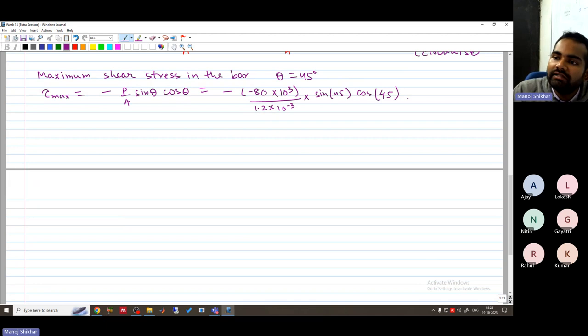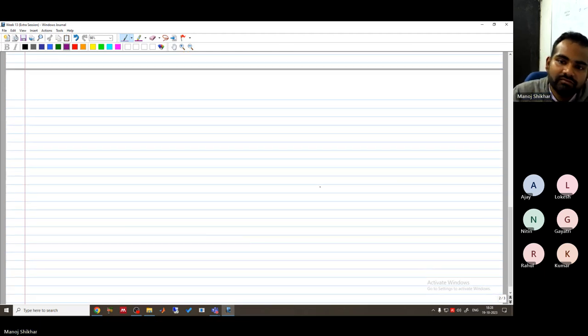So if you calculate this, this will be equal to 33.3 MPa. And it could be on both 45 degrees and 135 degrees. So plus minus 33.3 MPa.